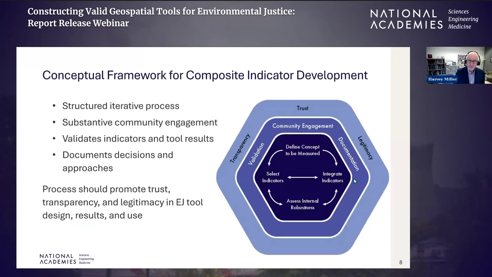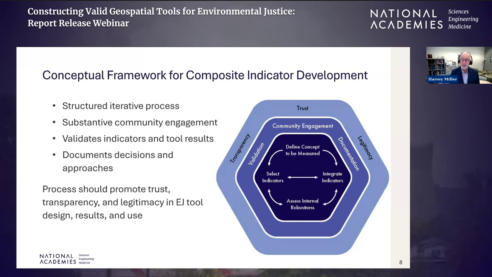Next slide, please. So the committee developed this conceptual framework to think about and to formulate our discussion surrounding these type of geospatial tools. This was derived from our open workshops, testimony from experts, talking to people with lived experience and practice, and also talking among the committee. So I'll walk you through this really quickly. The inner ring shows the core of how to develop these type of environmental justice tools. At the core is a structured and iterative process, a development process that encompasses the decisions indicated in the graphics, which we'll hear about in just a little bit.